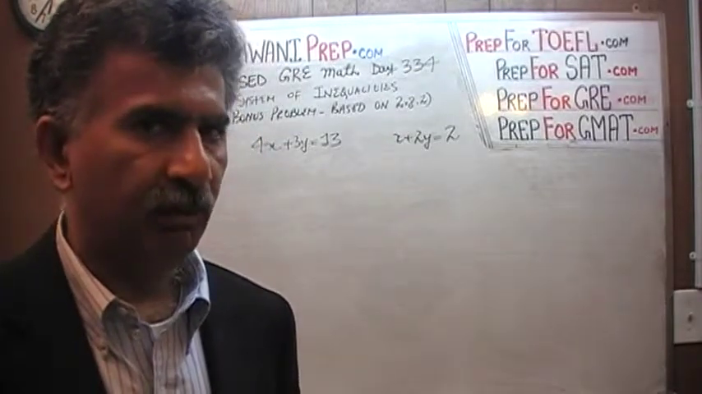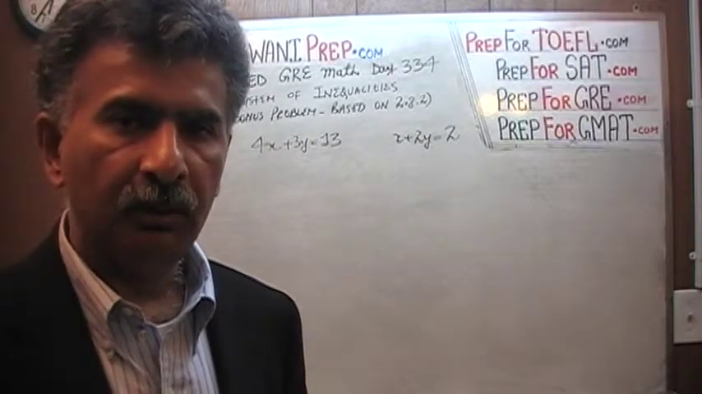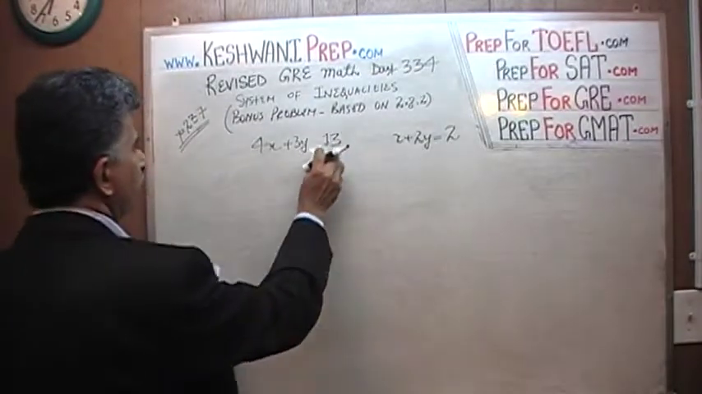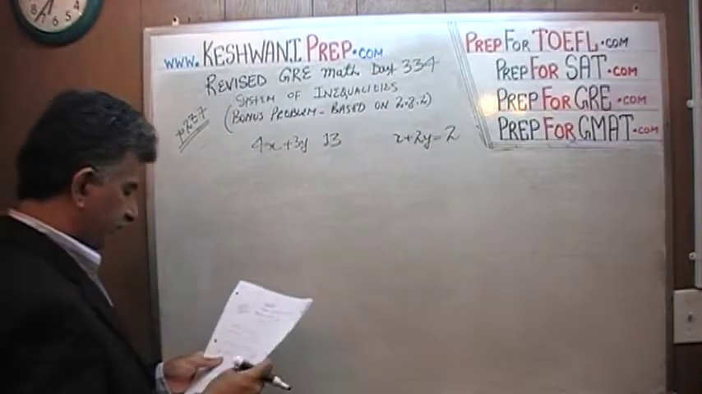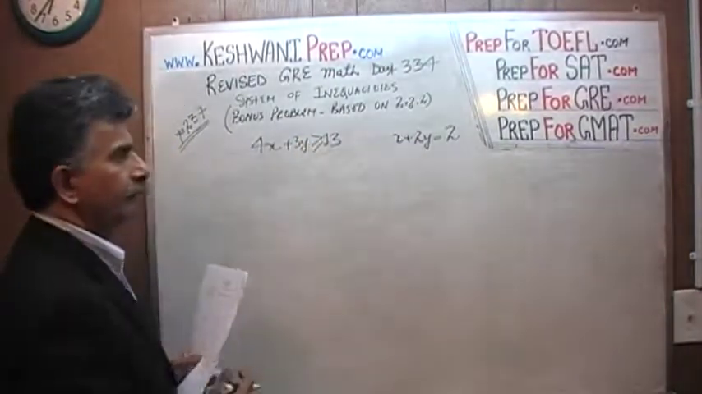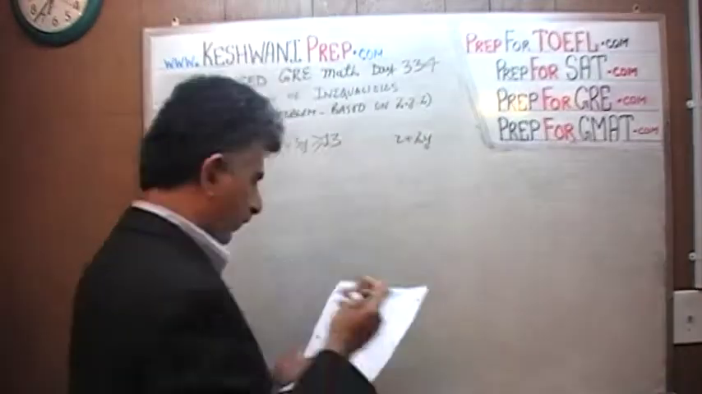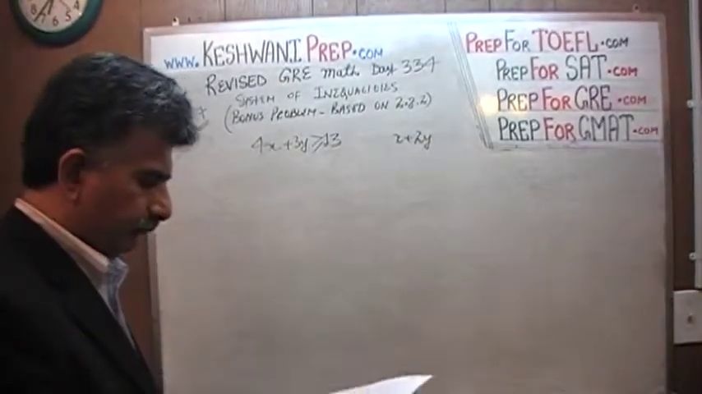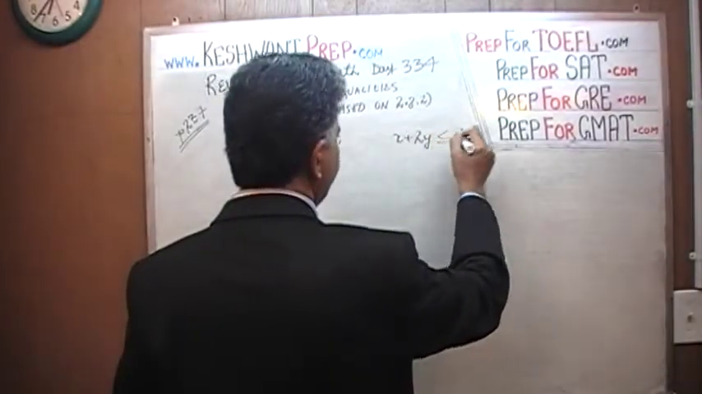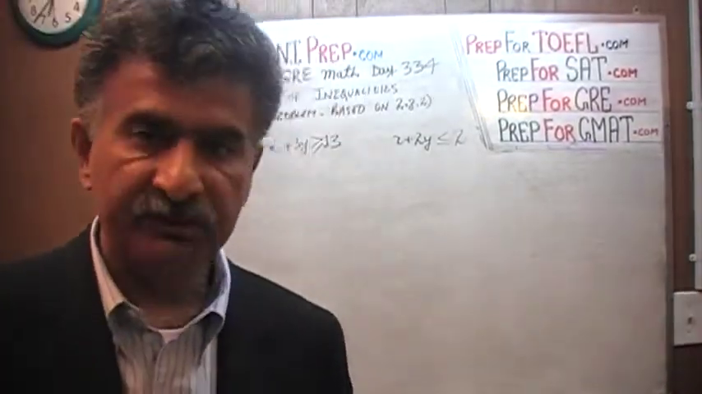One does not talk about a solution when one is dealing with inequality. One talks about a solution region, and we want to find out how to show solution region with these two inequalities. Instead of 4x plus 3y equal to 13, let's pretend that it is 4x plus 3y greater than or equal to 13. And here, instead of equal to, let's pretend that it is x plus 2y less than or equal to 2.